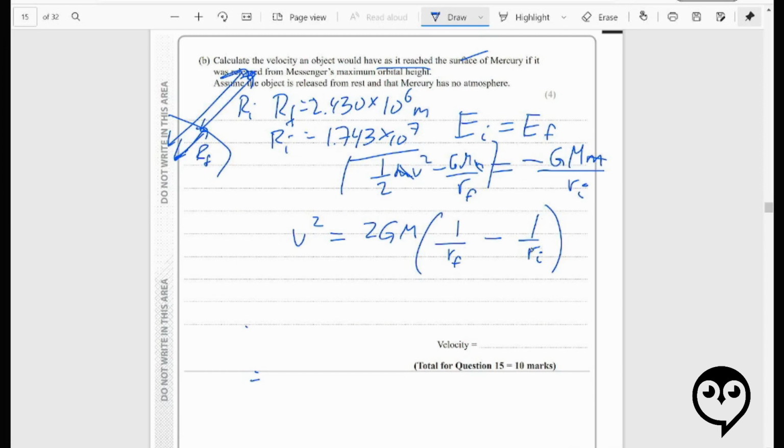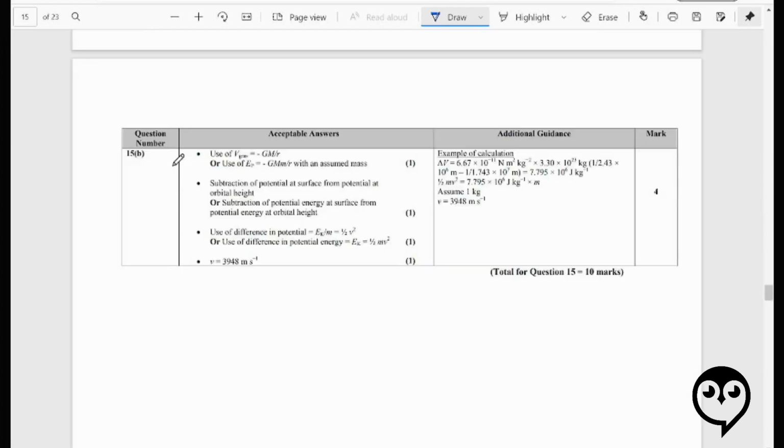And so this will end up being positive, and you need it to be positive in order to get a square root for your velocity. Plug in your mass of the planet Mercury. And when you plug everything in, you get 3,948 meters per second. Yep, that's what we got.